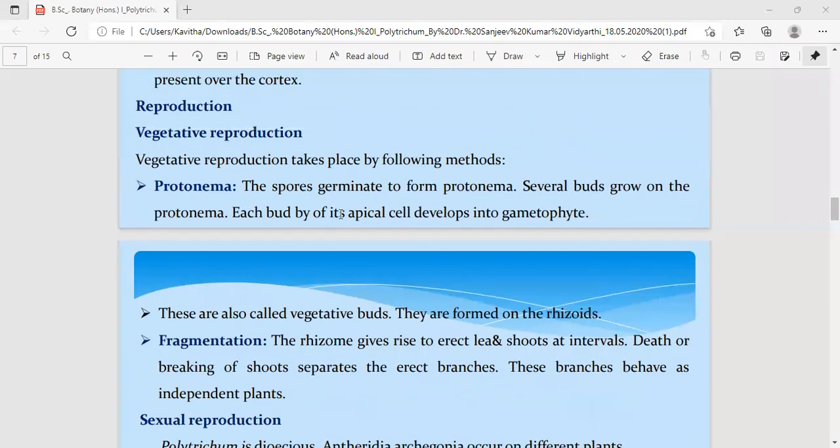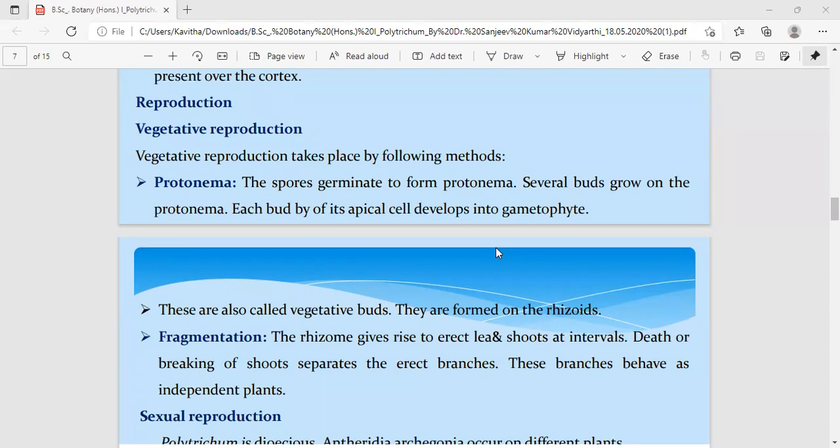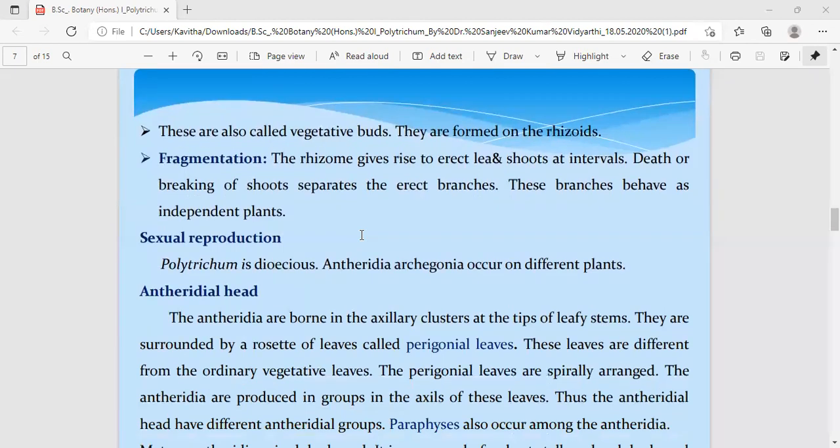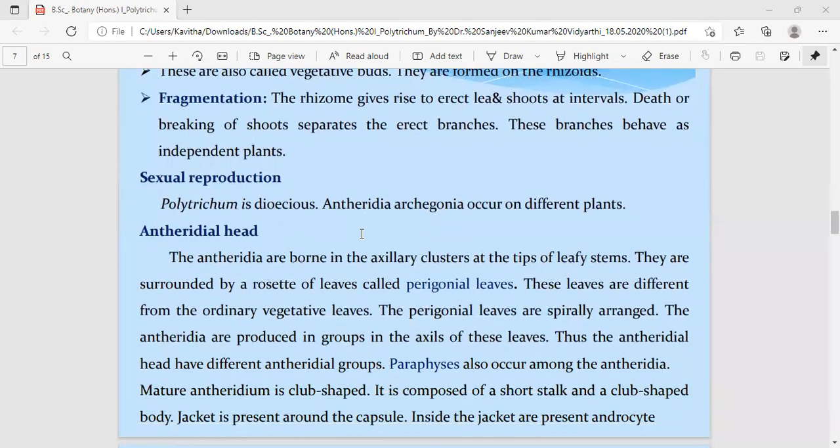And then I talk about the protonema. After sexual reproduction, when the spores from the capsule germinate, they give rise to a small filamentous structure which is called protonema. This protonema will develop and produce a new gametophyte again. So these are the two means of vegetative reproduction carried out by Polytrichum.